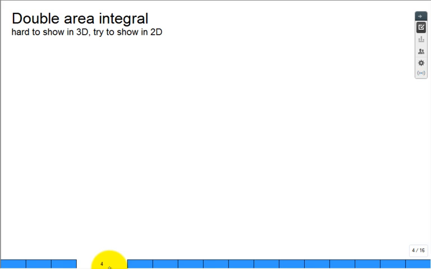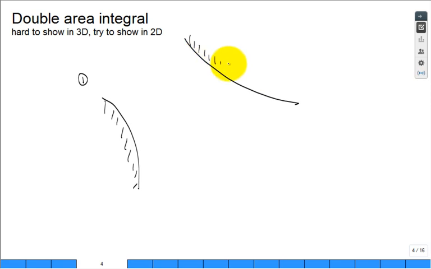All right, this double area integral is hard to show in 3D. I'll try to show a little bit of it in 2D. So let's take a surface here. The back side of the surface is just shown there. This is the front side of surface 1. And then we'll have another surface. Let's draw it over here. And the back side. And then this is the front side of surface 2. You can see that the photons can leave this surface, go in that direction, that direction, that direction, that direction, and some of them will strike surface 2.